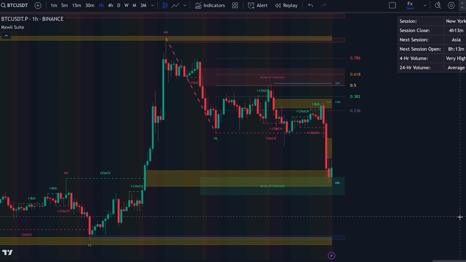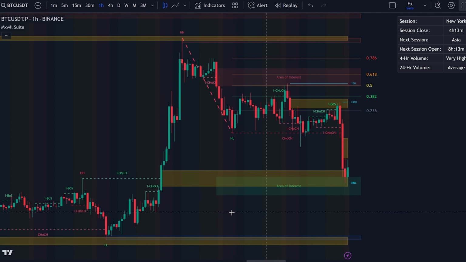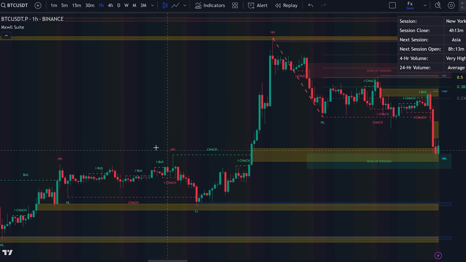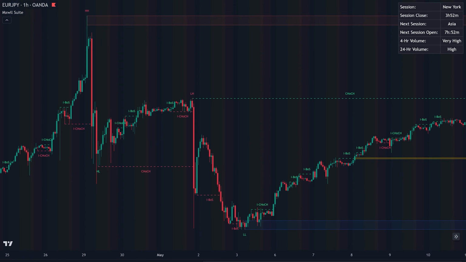This essential indicator is designed to enhance your trading performance by providing support and resistance levels, dynamic market structure analysis, and trend identification. Now let's break down its key features and components. This indicator is designed with a range of features that accommodate various trading styles and preferences.